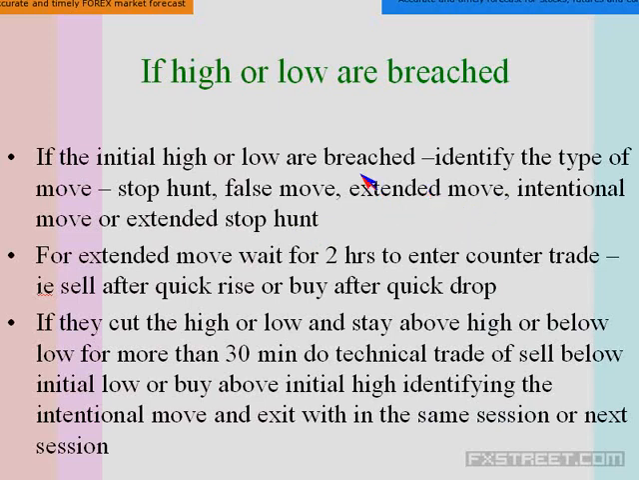In case they breach the high or the low, it could be due to an extended move, an intentional move, or an extended stop-hunt. If it is an extended move, and they breach the high and stay above it for more than 30 minutes, they can keep rising for 2 hours. So don't immediately jump into the market and take a sell position. Wait for the market to cool down, wait for 2 hours, and afterwards you can take a sell position.